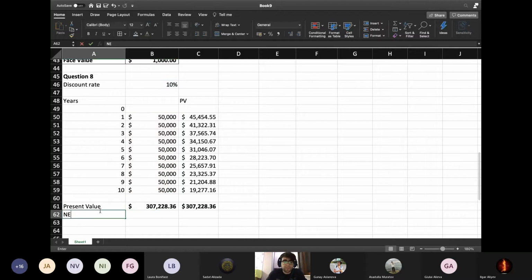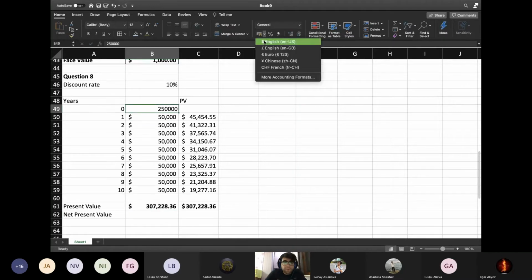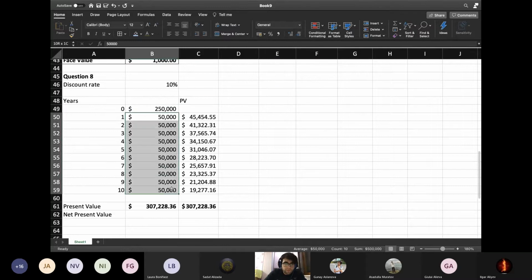Net present value is used to evaluate projects. For example, let's take a company, Apple. Apple has to implement a project. This project requires, for example, a $250,000 investment. So you have to invest $250,000 in order to implement this project, and this project will bring you these cash flows.